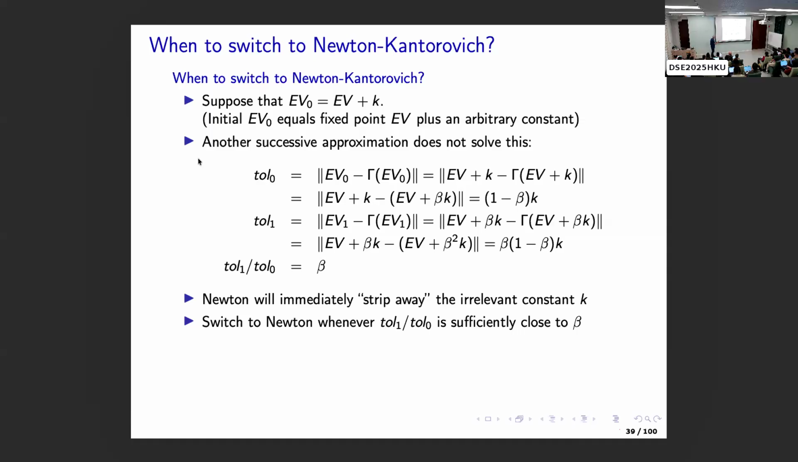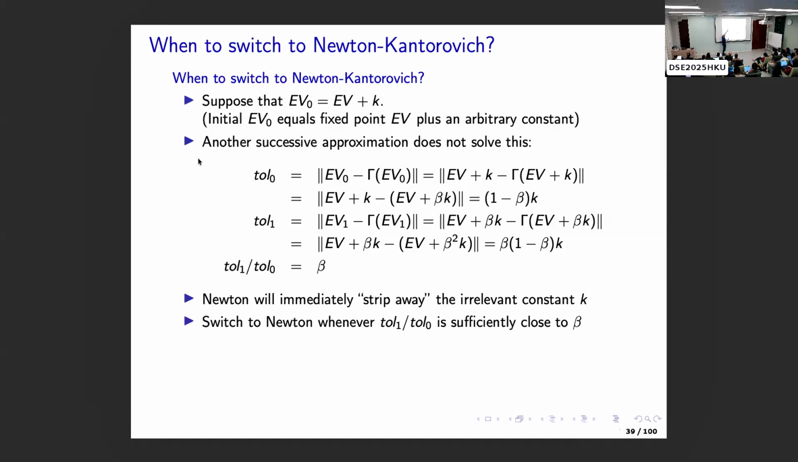Suppose that our initial guess of the expected value function is the true expected value function plus a constant. Now I'm going to do successive approximations. Just throw that into the Bellman operator, move things around a little bit, and you get 1 minus beta times that constant. Of course, if beta is equal to 1, it's not going to be much of a change.